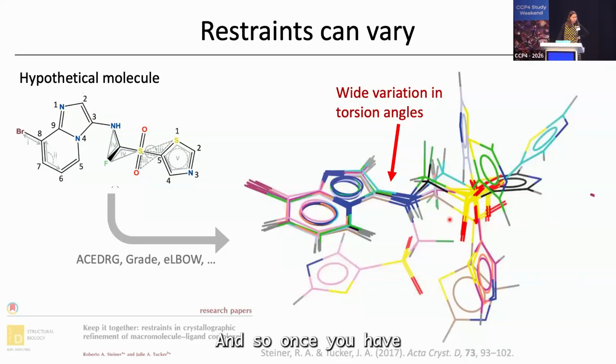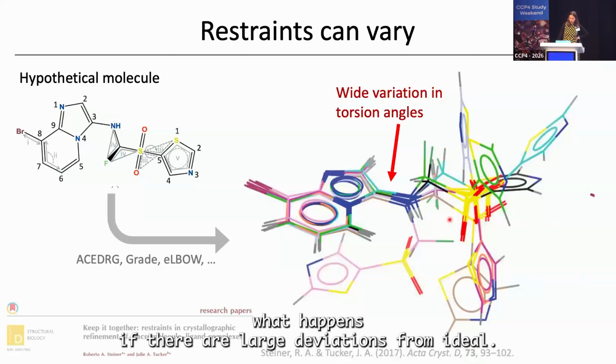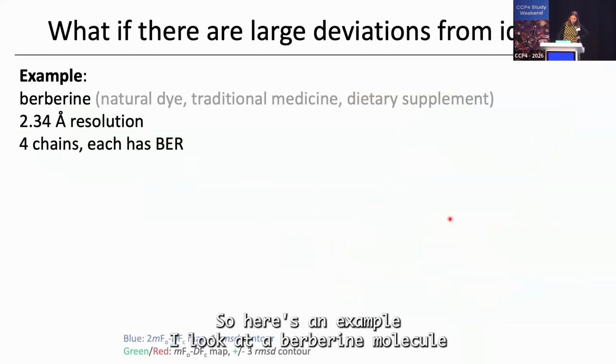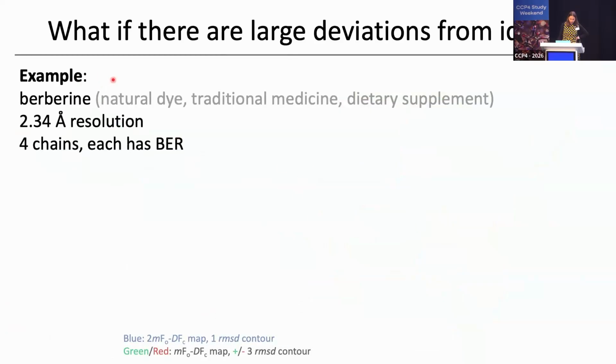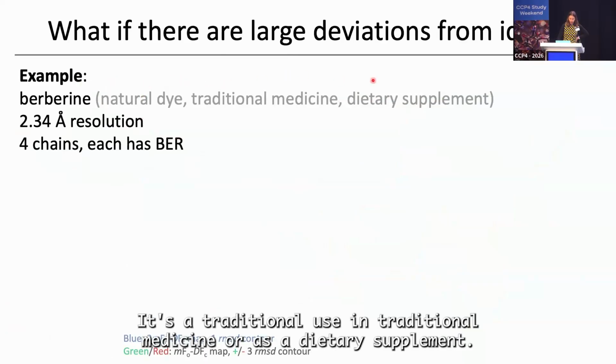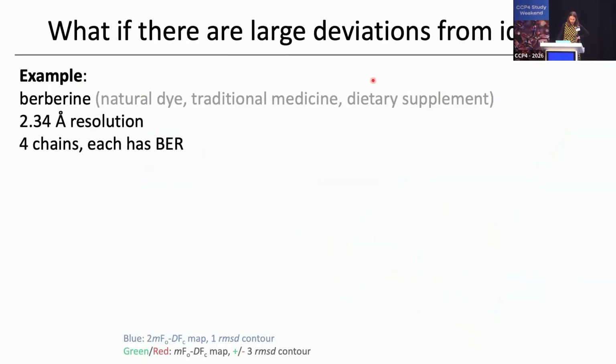And so once you have your restraints file and you did refinement, what happens if there are large deviations from ideal? So here's an example. I look at a berberine molecule in a 2.34 angstrom resolution structure. Berberine is used as a natural dye. It's used in traditional medicine or as a dietary supplement. So it's of pharmaceutical interest.